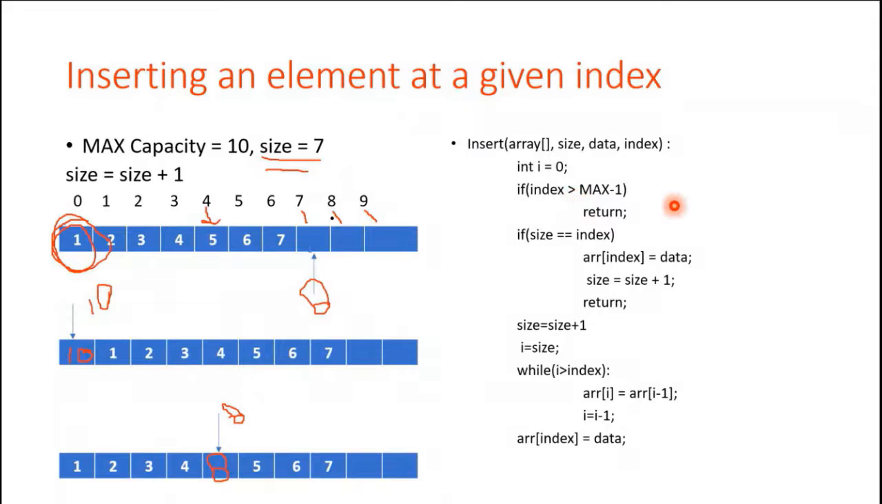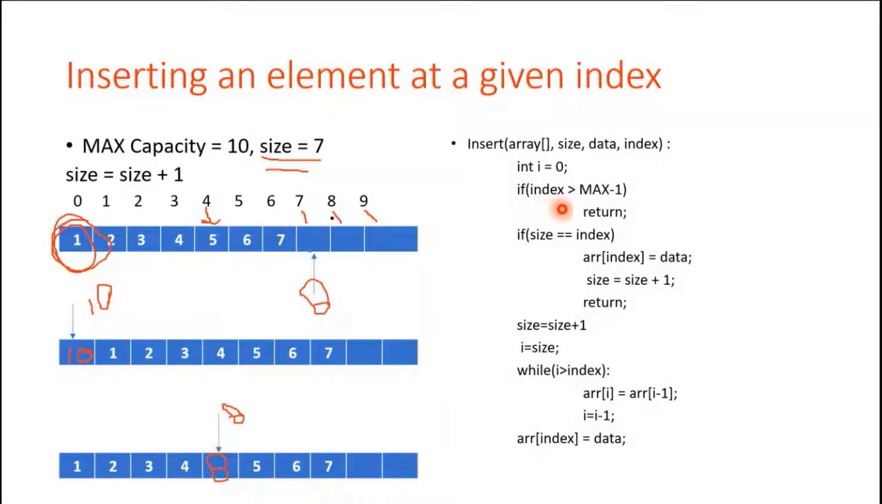If the given index is beyond the max capacity, here we have a max capacity of 10. Our indexes will be from 0 to 9, meaning 0 to max minus 1. If the index is greater than max minus 1, we will return, meaning do nothing. We don't proceed further in this function.